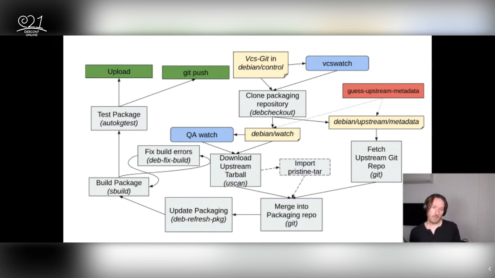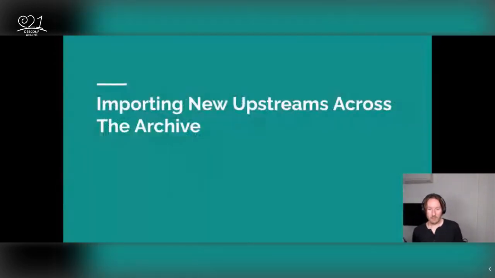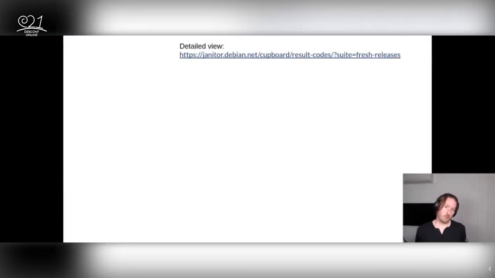And then once we have the packages, we run autopkgtest. If that fails, then obviously we give up. If it succeeds, then we upload to the Janitor apt repository and we push to a Git repository as well. And so if we do this across the archive, which is one of the things that the Janitor's been doing for the past year and a half, this is what happens.